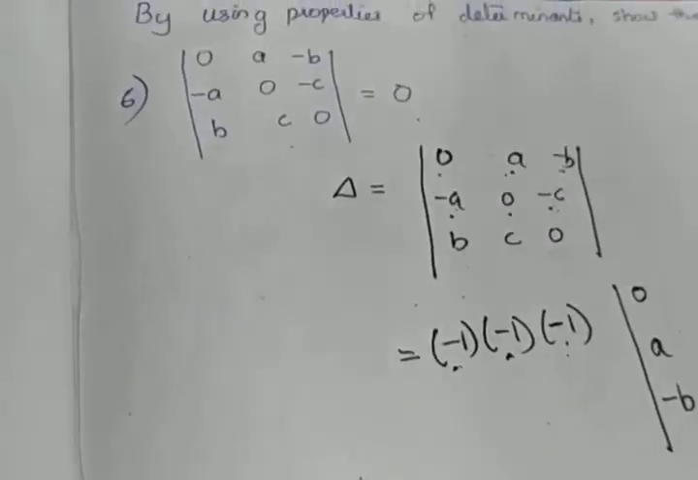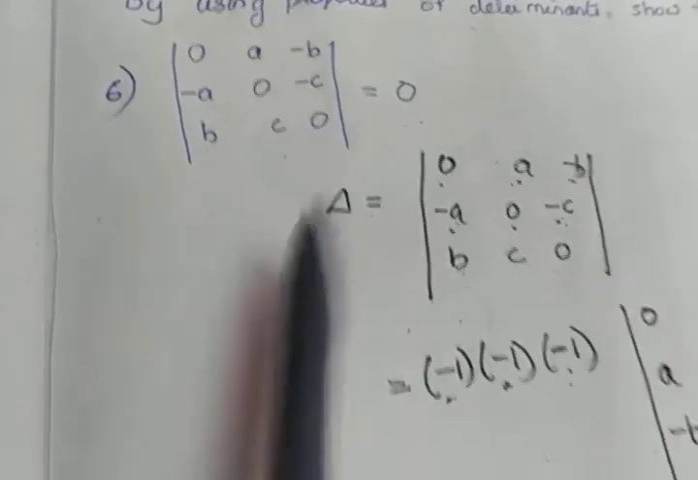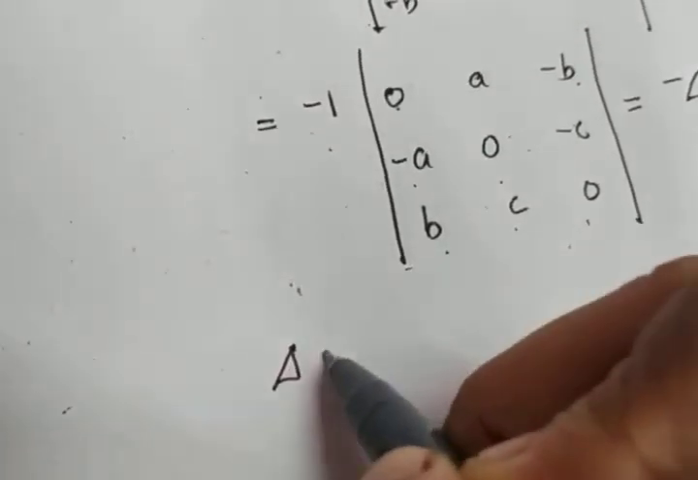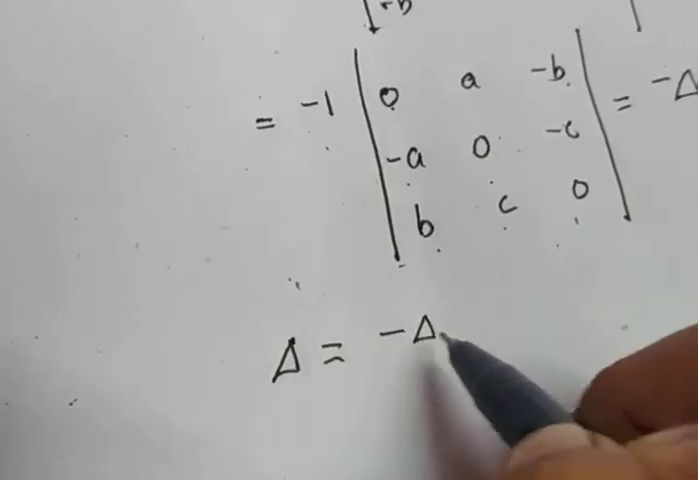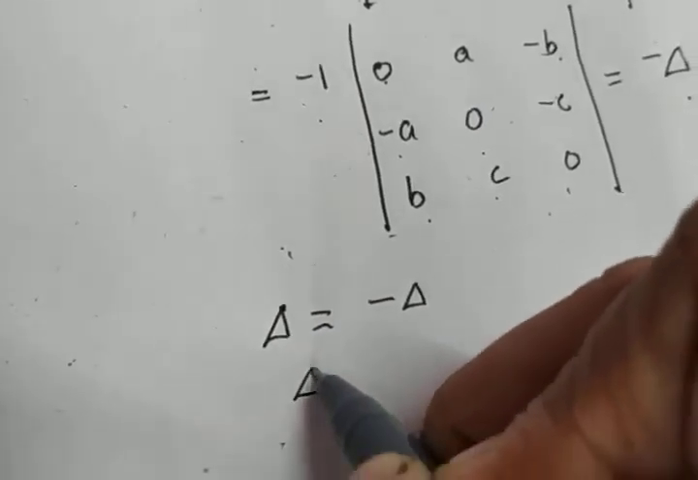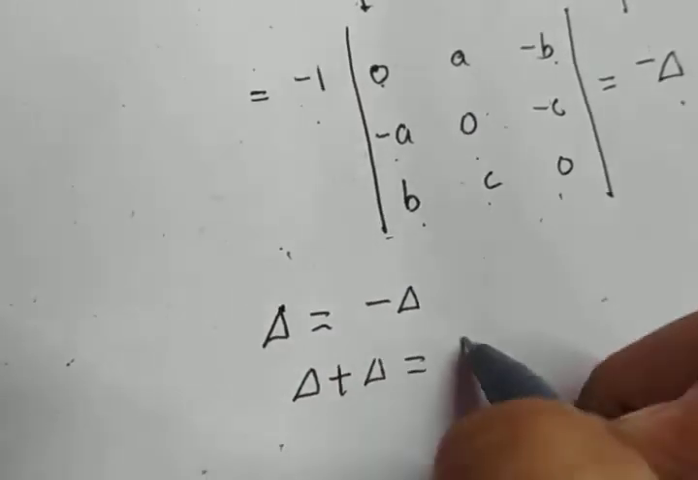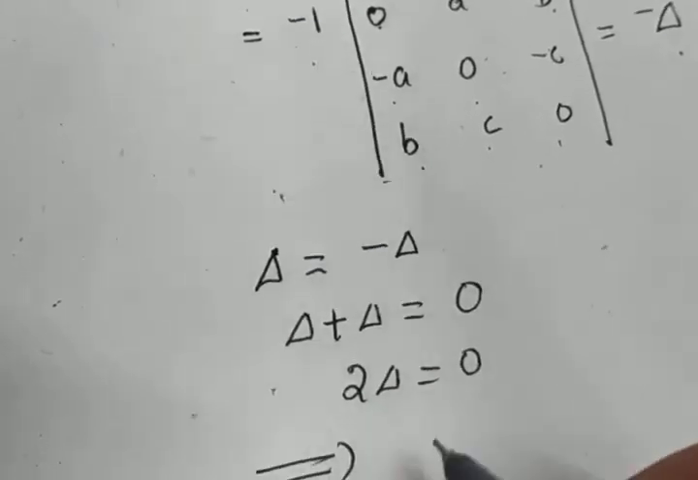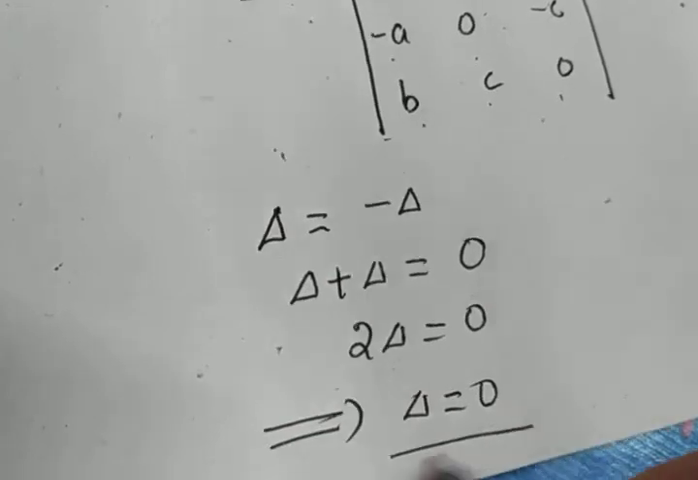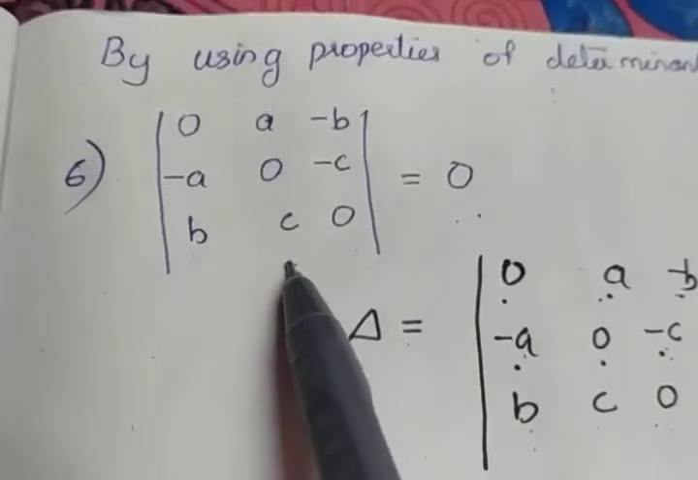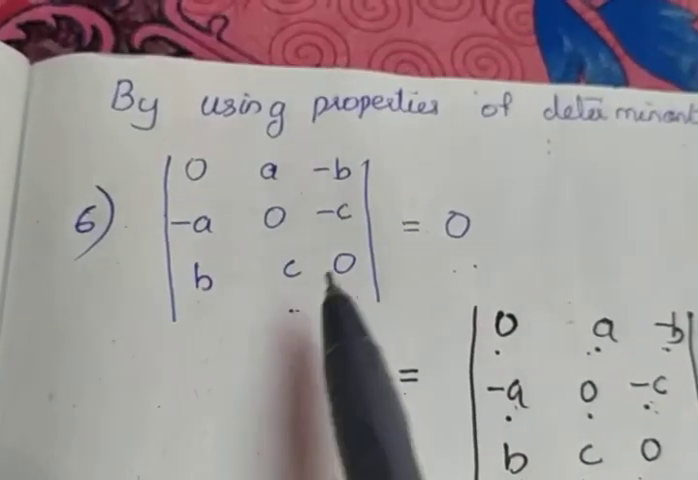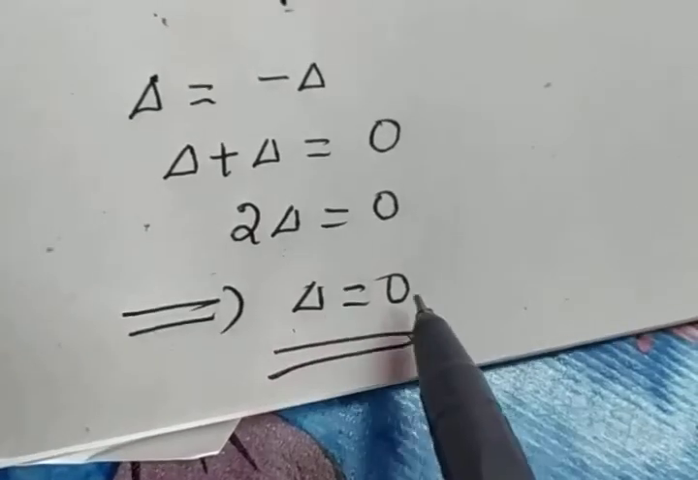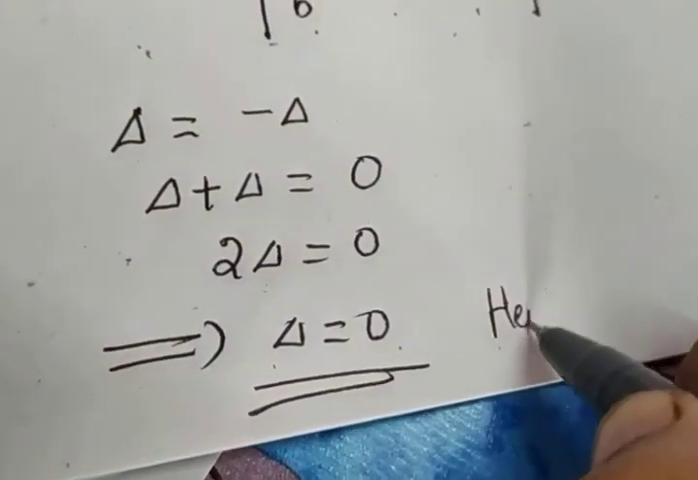So what is the equation I am getting? On the left side I started with delta and now I got it equal to minus delta. So we are getting the equation delta equal to minus delta. If I take this delta to the left side, delta plus delta is equal to 0. That is 2 delta is equal to 0, which implies the value of delta is equal to 0. The question was to prove that this determinant value is equal to 0. We named the determinant as delta and now we got that delta equal to 0. So the last part is hence proved.